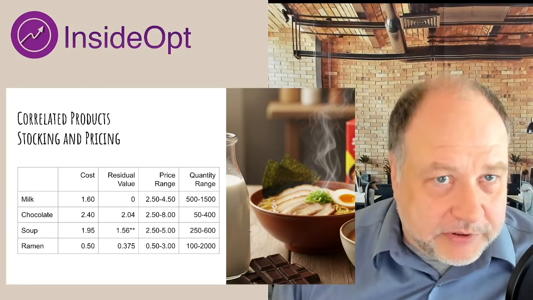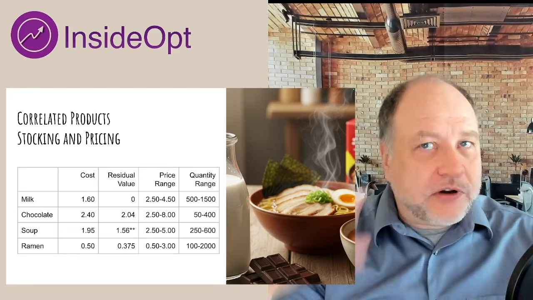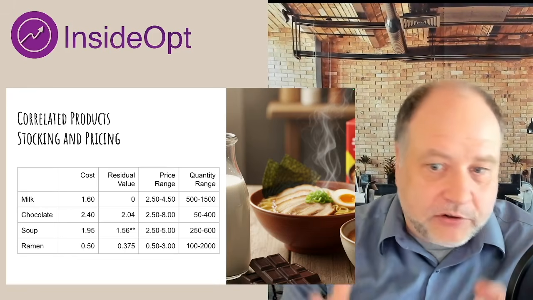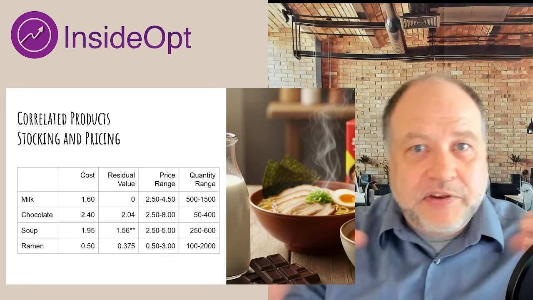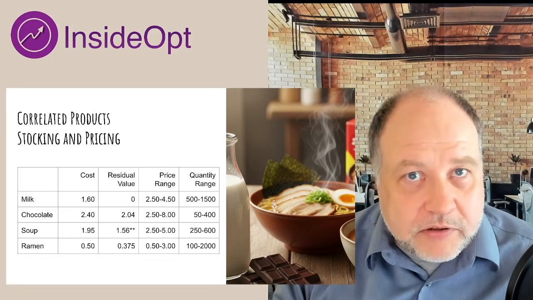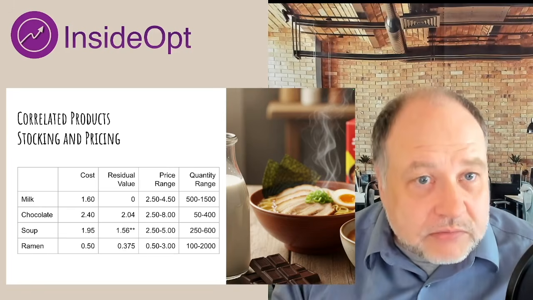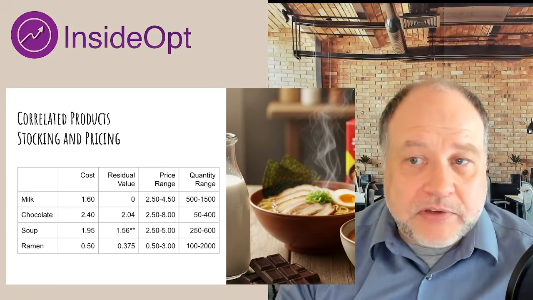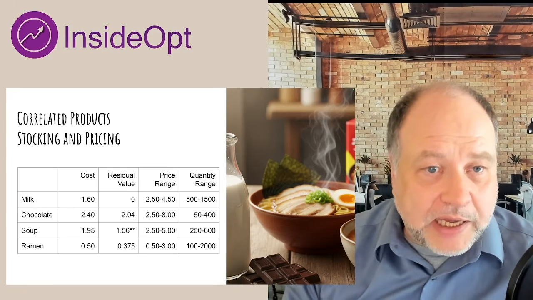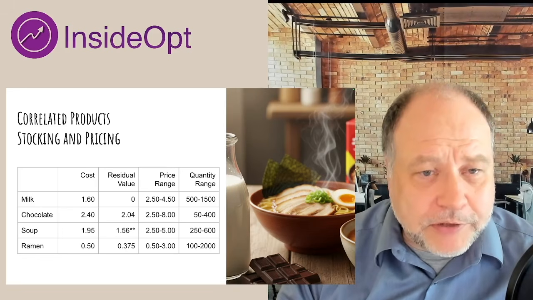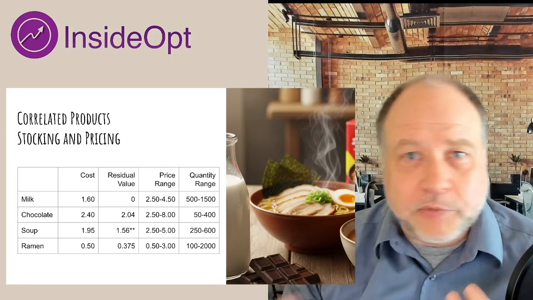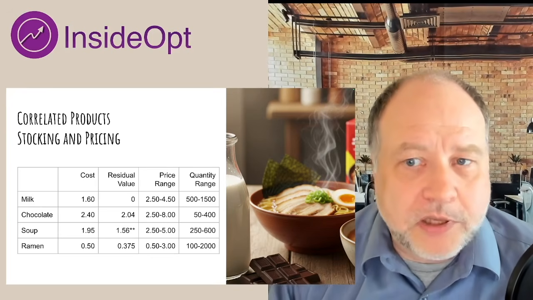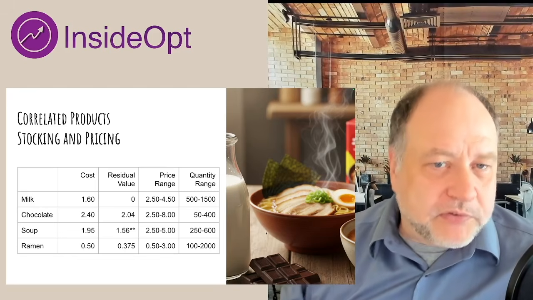The next example, what happens if I have correlated products? I mean, if I have an avocado, okay, so I have a price sensitivity, but if I have a whole store, different products interact with one another. So, for example, in this little convenience store, I have milk, I have a high margin chocolate that I sell, and then I have 2 competing products, soup and ramen, which is like convenience food that people buy for themselves.